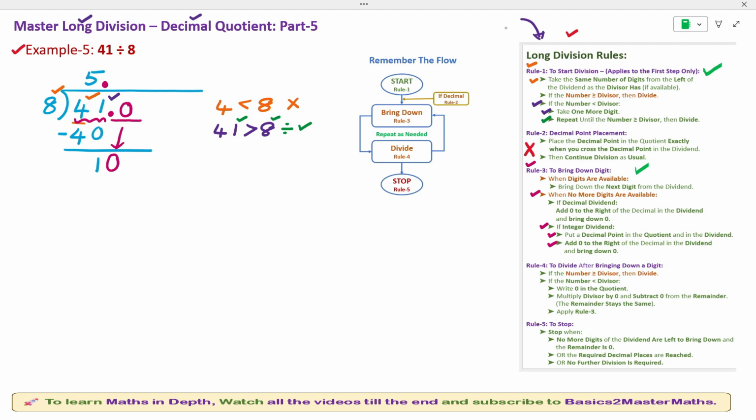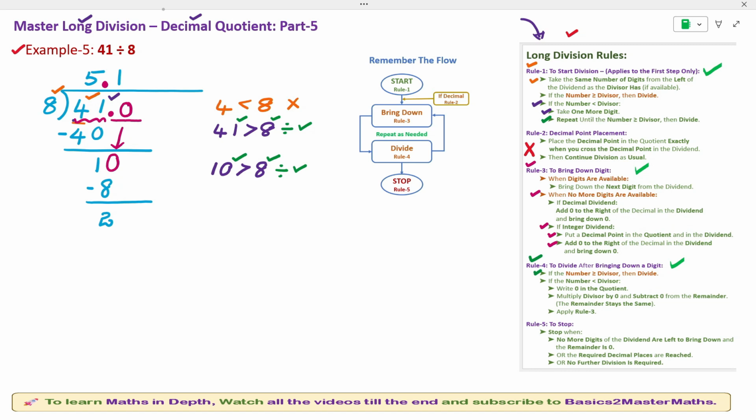Observe. Now the number is 10, which is greater than the divisor 8. Let us apply rule 4. If the number is greater than or equal to the divisor, then divide. 8 ones are 8, so you will get 2 as the remainder. Now rule 4 is complete.